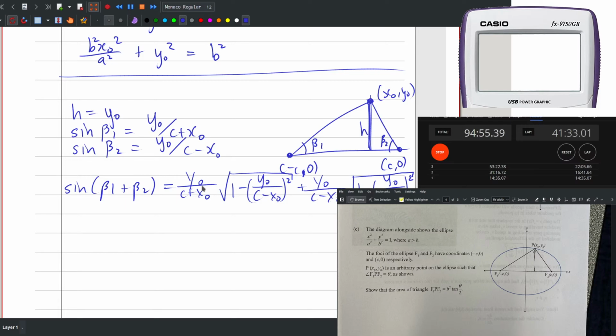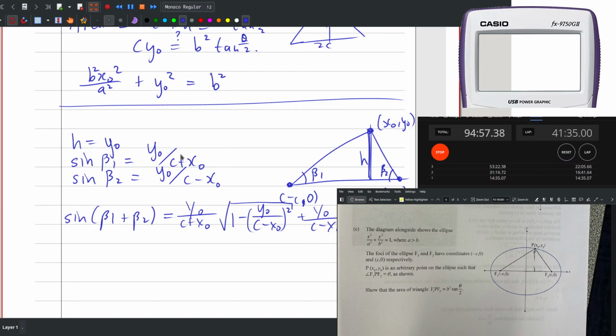Oh, what is this question, man? Show that the area of triangle F1 P F2 is equal to b squared. So this is the question.